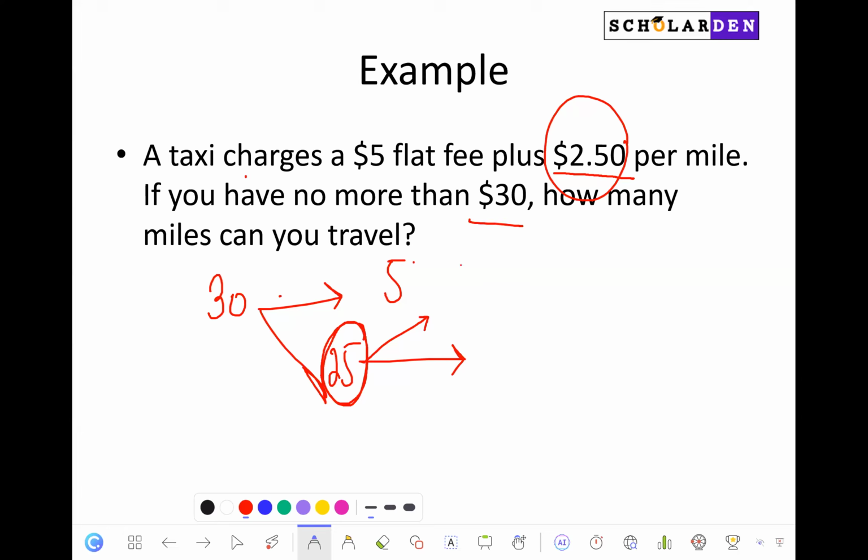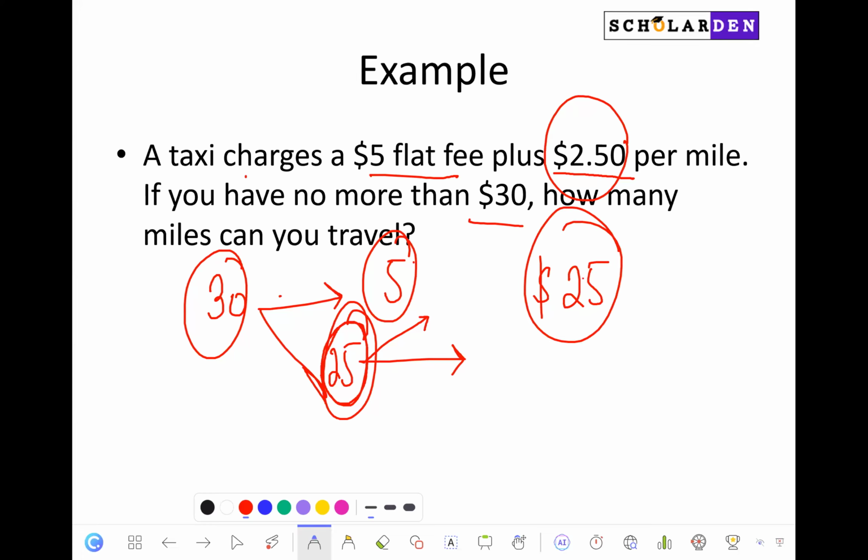So again, here's the thing: you don't want your total bill to exceed 30, and out of these $30, $5 are going to go towards your flat fee. And the rest, which is these $25, will contribute to how many miles you can travel. Now we're given the cost per mile, which is $2.50. So let's start counting the miles that we can travel until we reach $25.